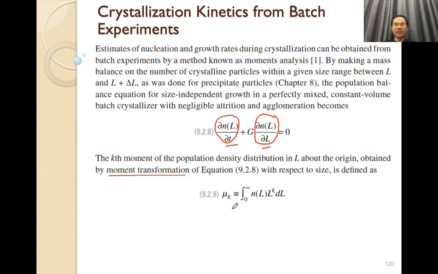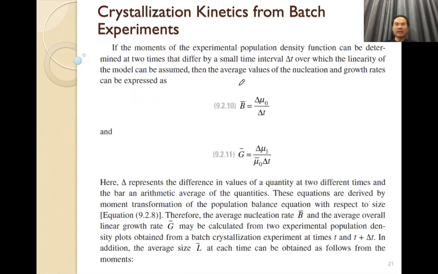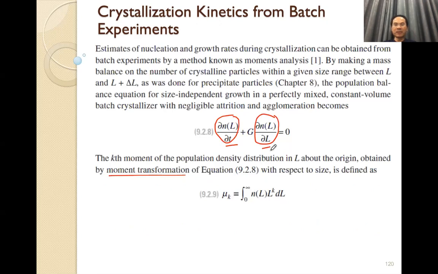We define the k-th moment, mu k, as the integral from 0 to infinity of n(L) L to the power k dL. The average birth rate is calculated as delta mu 0 divided by delta t. And the growth rate is calculated as delta mu 1 divided by mu 0 delta t. What are mu 0 and mu 1? Mu 0 means mu k where k is 0 for this case. Mu 0 equals the integral from 0 to infinity of n(L) L to the power 0, which means mu 0 equals the integral of n(L) dL.